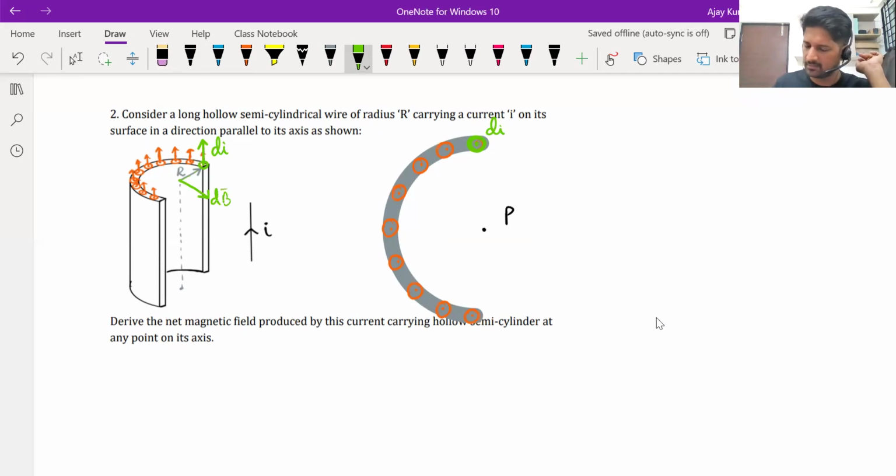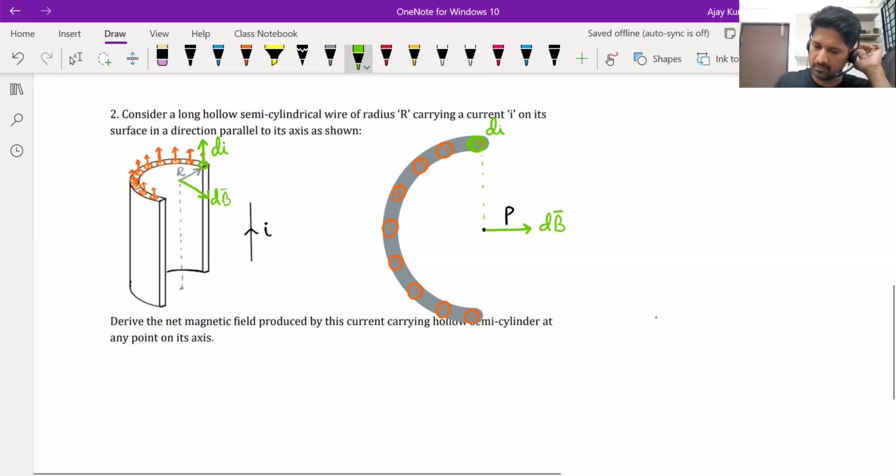So in this diagram, di is towards you, point P is downwards. So thumb should be pointed upwards, finger should be towards you. Then the palm will face towards your right. So this di will create a small magnetic field dB like this.